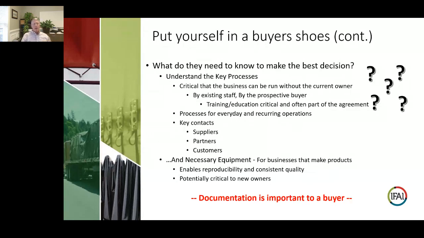So all of this is important to a buyer, and it all should be, at the end of the day, in the form of documentation. So these are things that are written down that are important for buyers. Okay, next slide, Aaron.